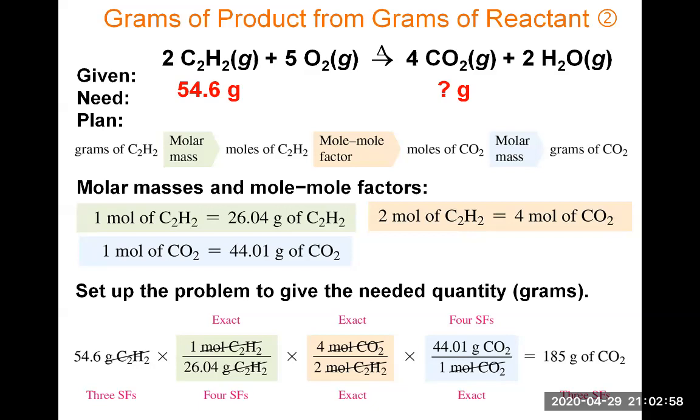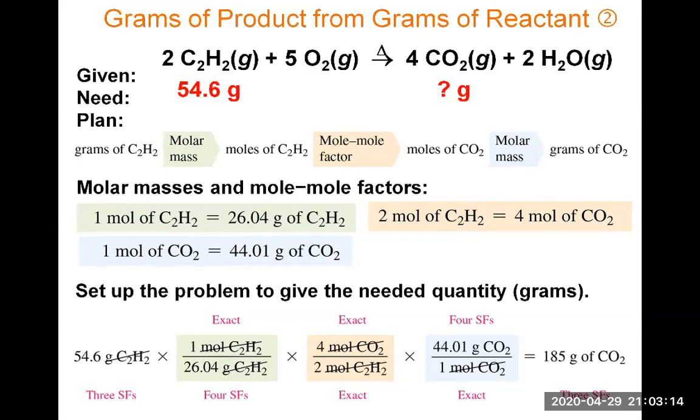Again, the number of moles are all exact numbers. The 2 molar masses have 4 sig figs. And so the limiting number of sig figs comes from the given amount, which has 3 sig figs.